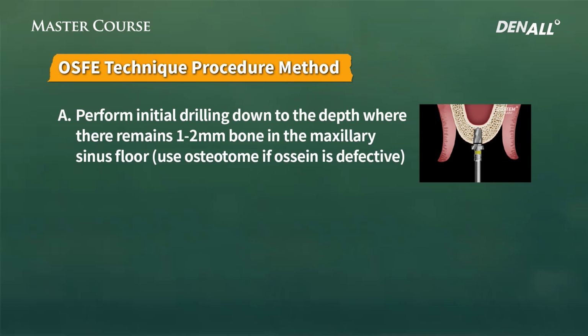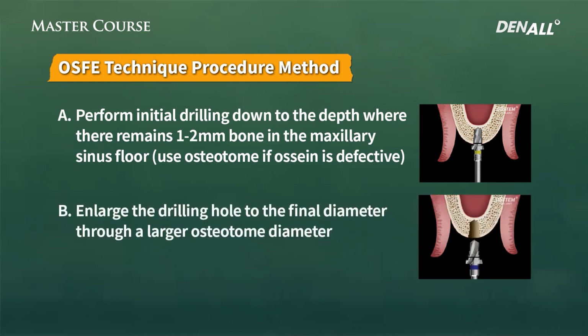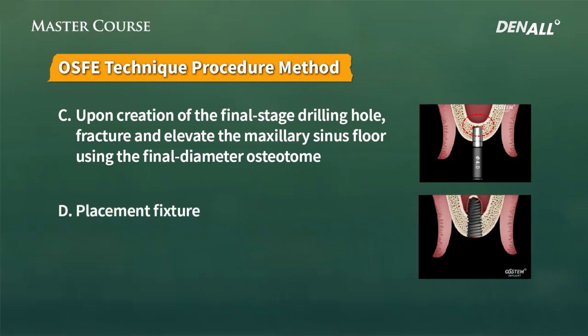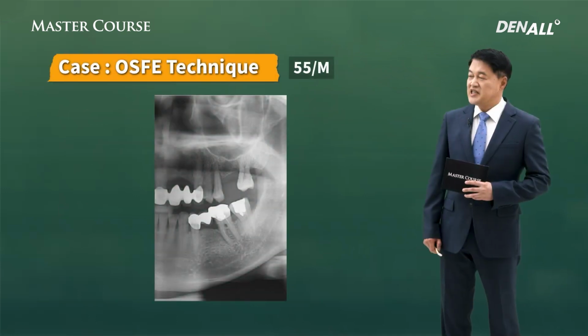As you can see, perform initial drilling down to the depth where there remains 1 to 2 millimeter of bone in the maxillary sinus floor, and enlarge the drilling hole to the final diameter through larger osteotome diameters. Upon creation of the final stage drilling hole, fracture and elevate the maxillary sinus floor using the final diameter osteotome, and then place the fixture. Without bone graft, sinus lift is done this way.